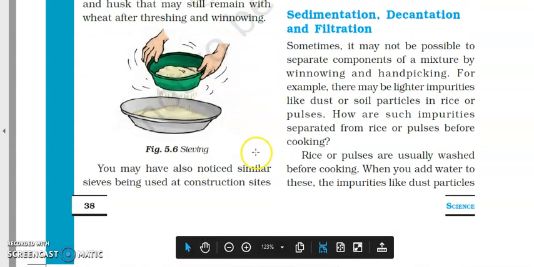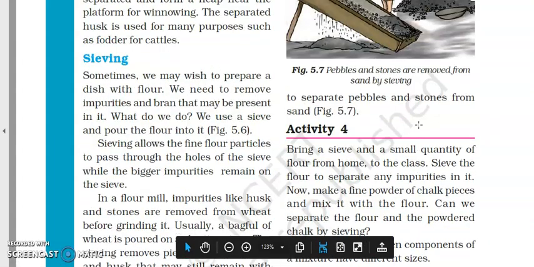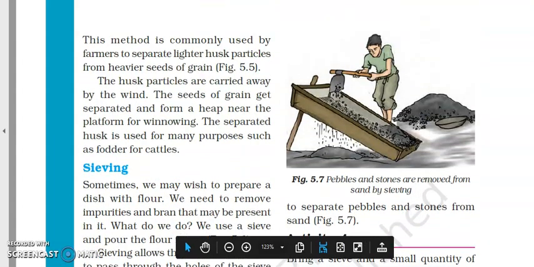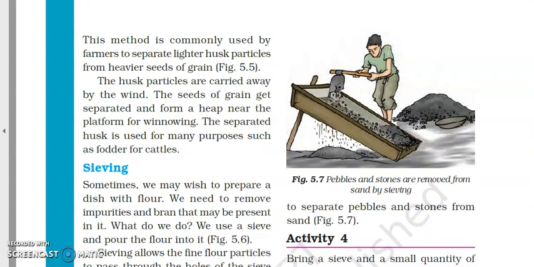You may also have noticed similar sieves being used at construction sites. Near the construction sites also, the method of sieving is used for separating the fine sand particles from the pebbles and stones. The pebbles and stones remain inside the sieve, while the fine particles of sand are collected below, which can be used for further purposes.